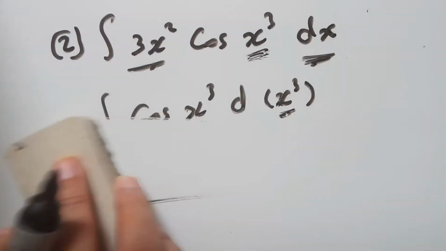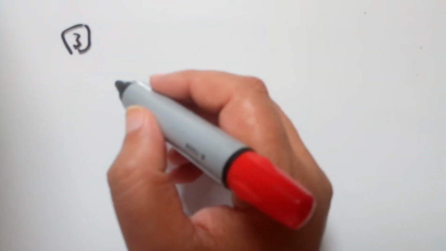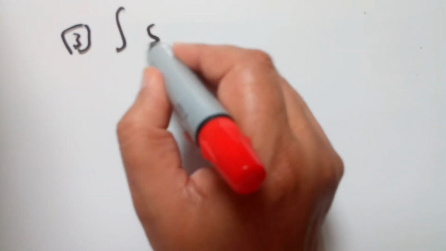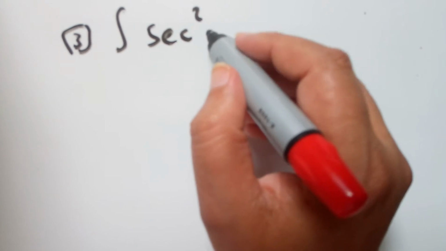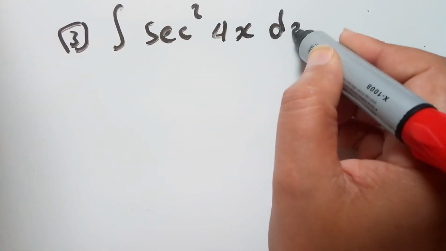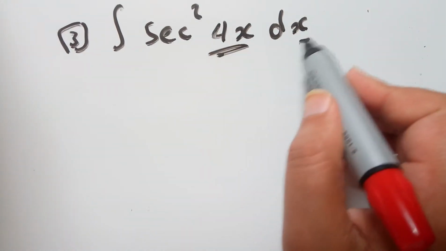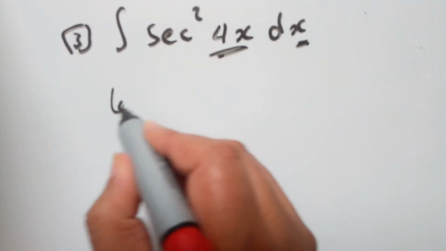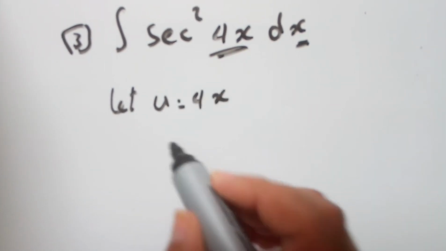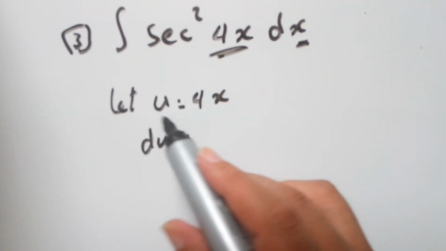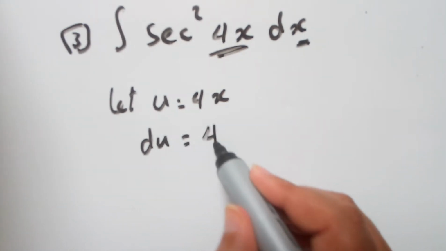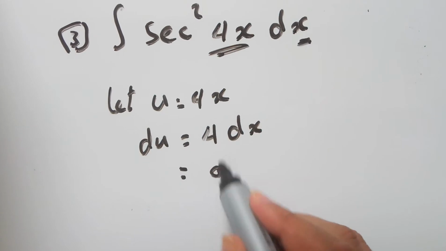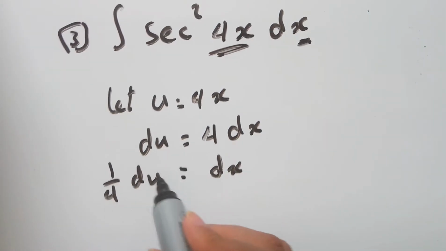Number 3. The integral of secant square 4x dx. Here 4x is not equal to x. The rule is u like u, secant square u du. But here for x you can let u be equal to 4x, which means du is, if you differentiate both sides, 4 dx. This means dx is equal to 1 over 4 du.